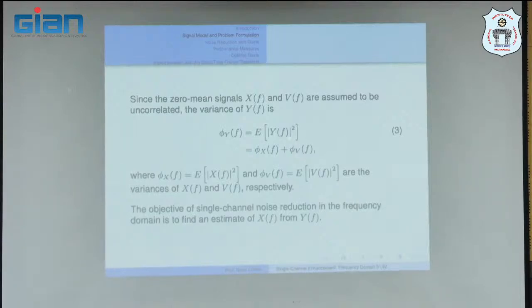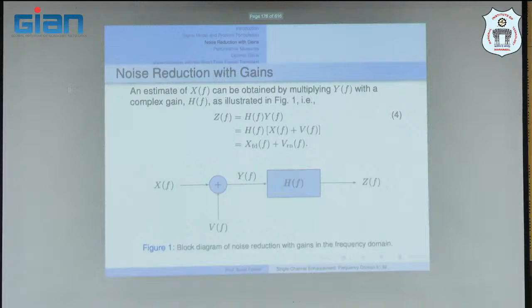So here, Y(F) is a scalar, right? It's a complex scalar. And the variance of this complex number is defined like this. So this is its variance. And we can write it as the summation of two variances, the variance of X and the variance of V. So see, when we work on scalars, everything is much more simple. Let's continue.